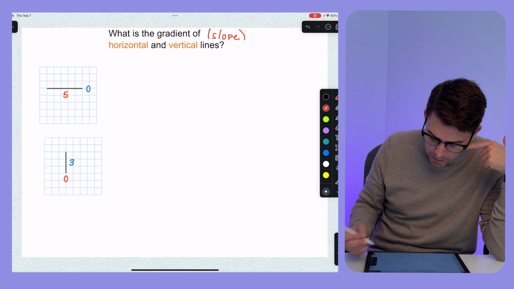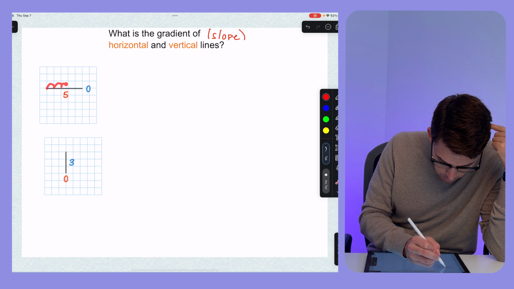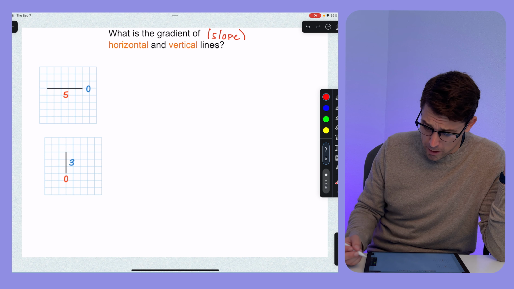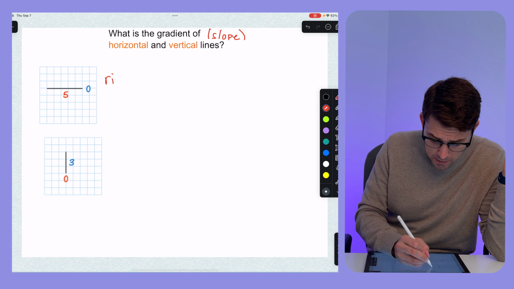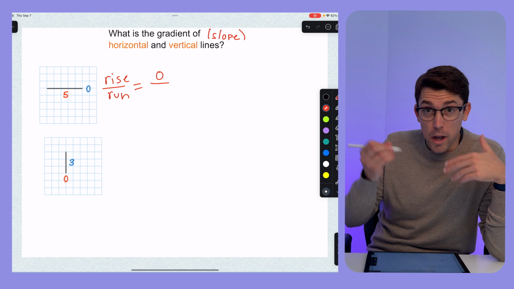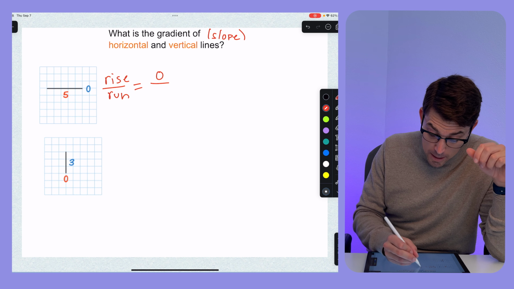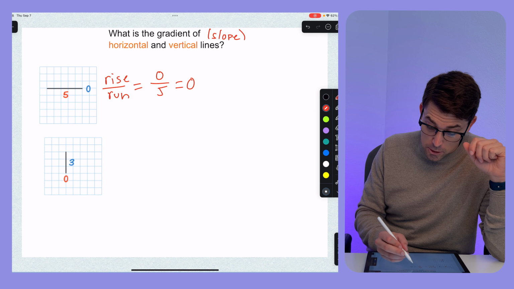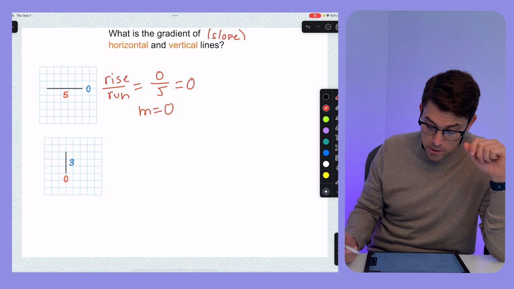So here I'm looking at a line that's going over 1, 2, 3, 4, 5, but then it's not going up anywhere. So if you go back to thinking that slope is rise over run, in this case the rise is 0, because I'm not going up at all. And my run is going to be 5. And what is 0 divided by 5? It's just 0. So my slope here is just 0.